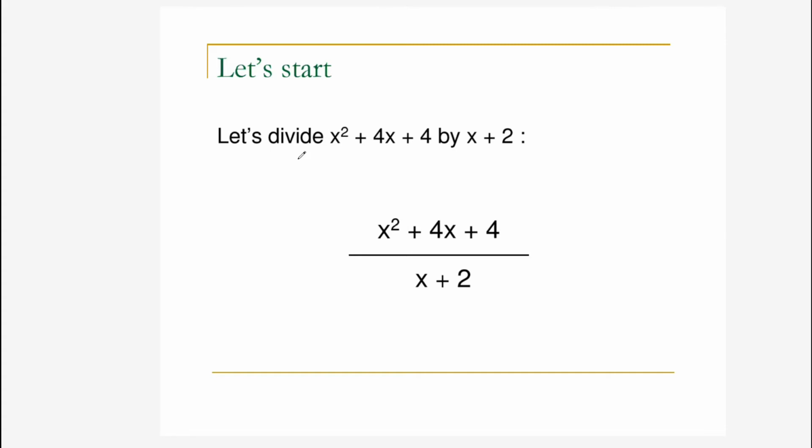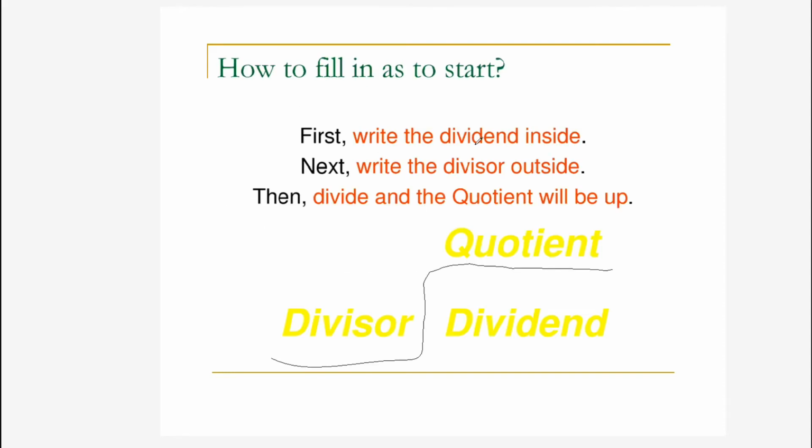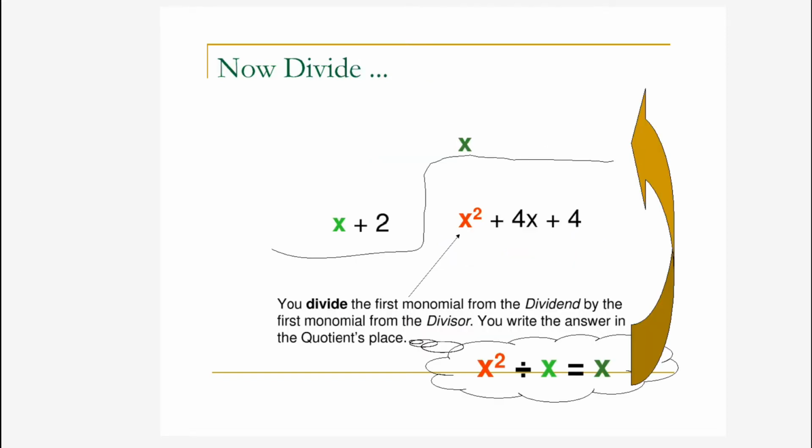Now let's start. We are going to do one example. Divide x squared plus 4x plus 4 by x plus 2. So this is quadratic and this is linear, because the highest degree is 1 here and the highest degree is 2 here. Let's start. We are going to write it. Write the dividend inside, write the divisor outside, divide and write the quotient on top. The quotient will be up. Let's proceed.